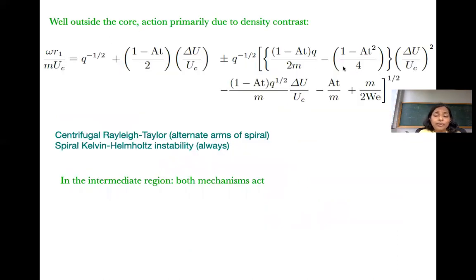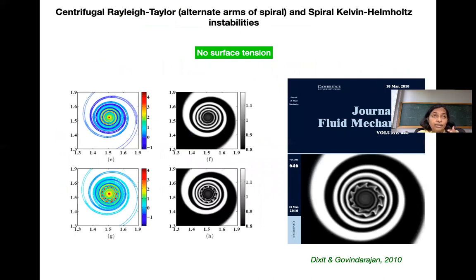Outside the core, it's a little more complicated, but even there, we can do the whole analysis and find a combination of instabilities, centrifugal Rayleigh-Taylor on alternate arms of the spiral, and also this Kelvin-Helmholtz instability due to vorticity creation. And in the intermediate region between the core and the far outside, both these mechanisms act, and there we need simulations. We can't go by analytical work. So here, without surface tension, we are showing the centrifugal Rayleigh-Taylor and spiral Kelvin-Helmholtz for a single vortex. You see this beautiful combination instability coming up.